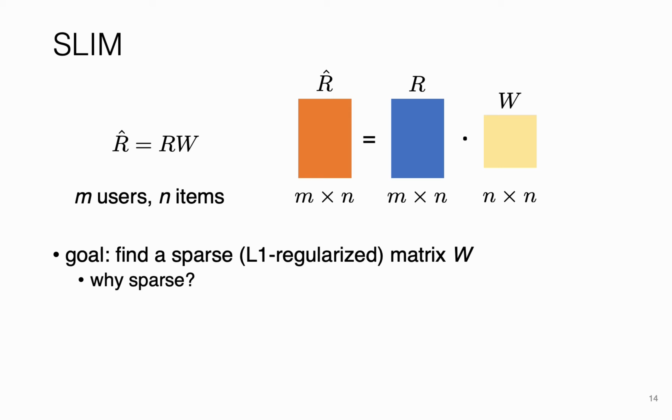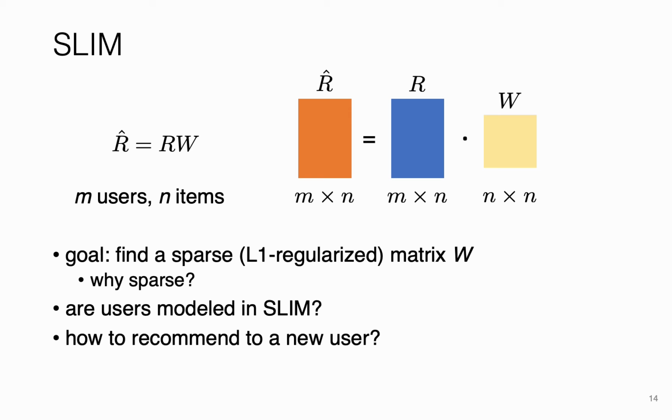Do you notice one main difference with matrix factorization? Are users being modeled in SLIM? No. The model only cares for item-to-item relationships as captured in the weight matrix W. What does that mean when we want to recommend to a new user? Well, we can immediately recommend to the new user without learning again the model.